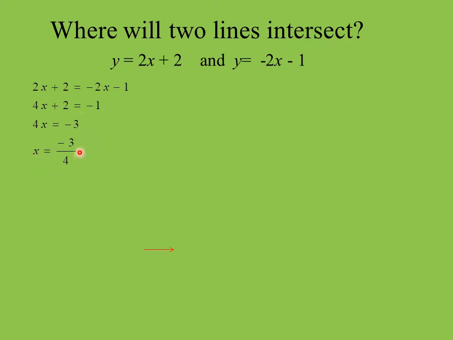So they'll intersect at the x value of negative 3 over 4. But what about the y coordinate? Well, this is what we do next.